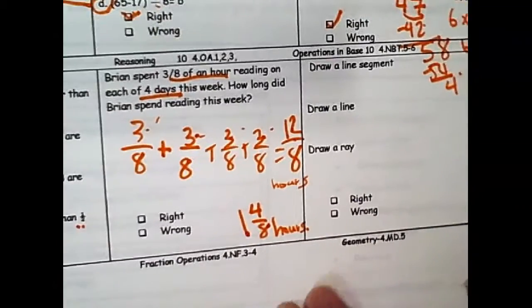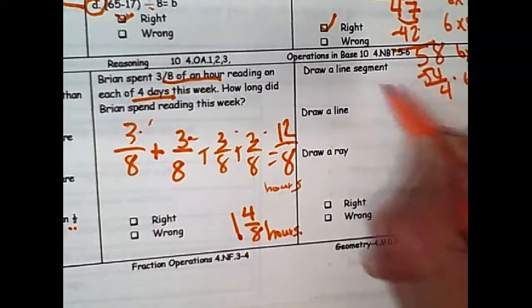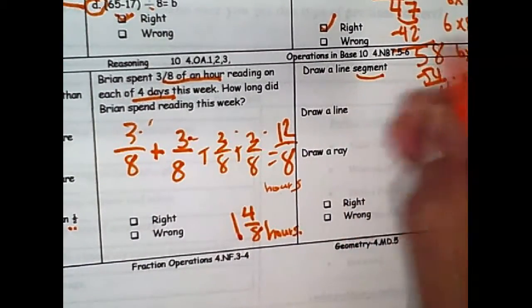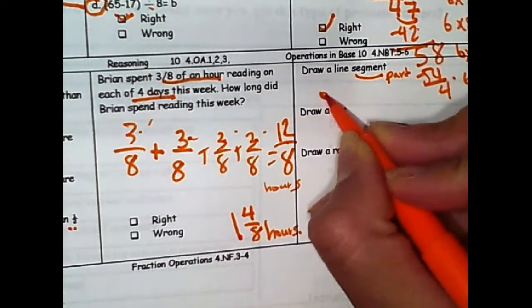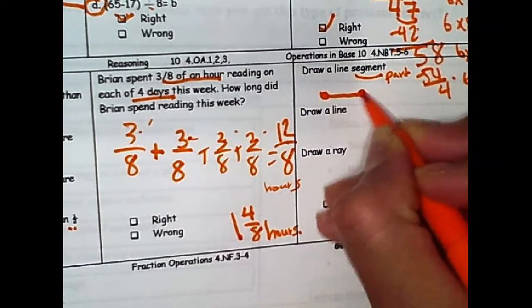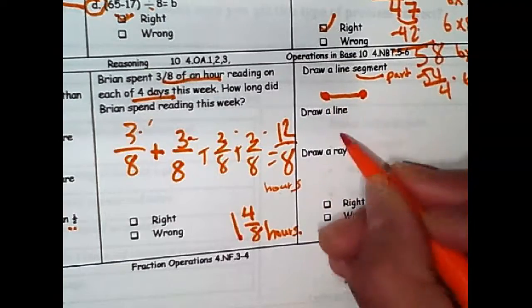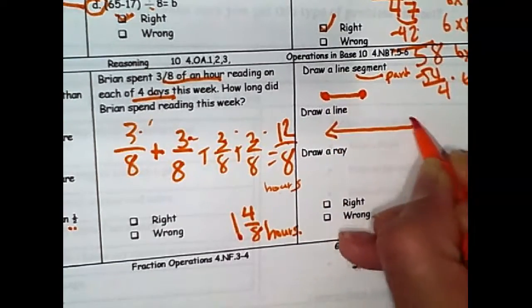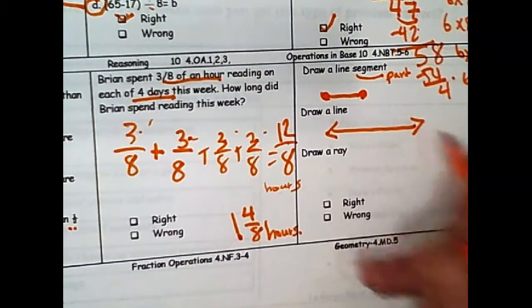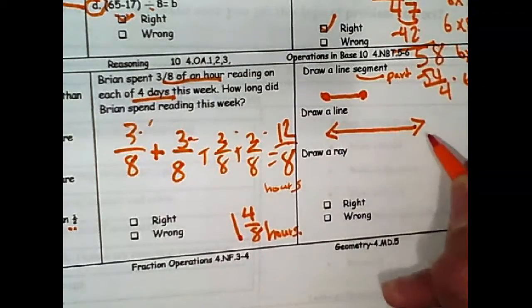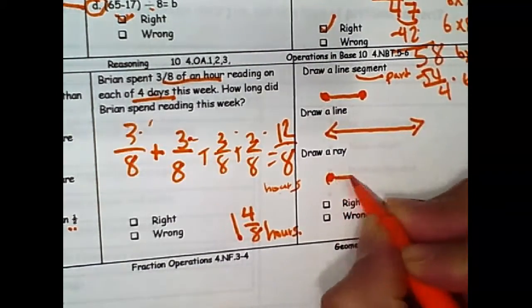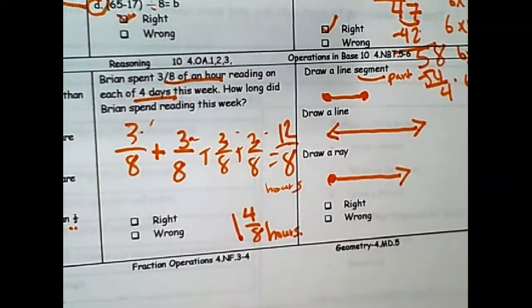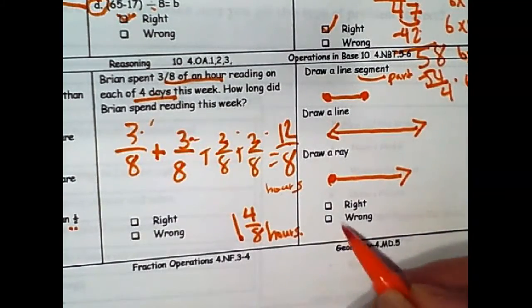Okay, let's move along. We have draw line segment. Segment is an academic vocabulary word that means part. So we know that a line segment looks like this, part of a line. It has 2 endpoints. A line has no endpoints. It can continue forever, and these arrows are a symbol of that. A ray has 1 endpoint and 1 side that can continue going on forever. Go ahead and self-assess your work.